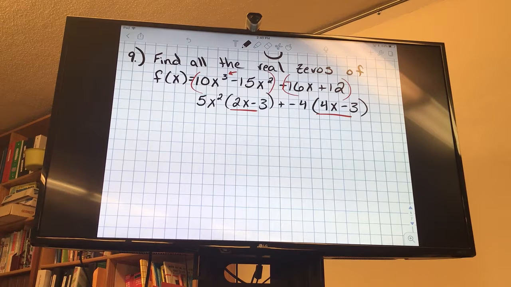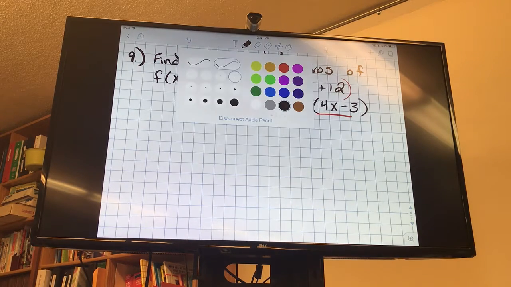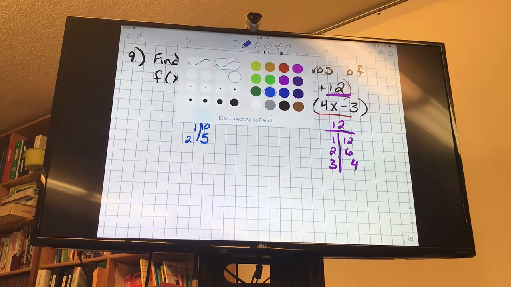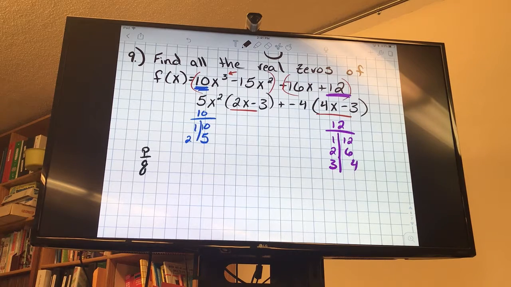Another way is to list the possible rational ones and see if it has any rational. It might. So let's P over Q it. My P's are for my 12: 1 and 12, 2 and 6, 3 and 4. What about my Q's? 1 and 10, 2 and 5. Okay, so my P's over Q's, oh, there's so many numbers.